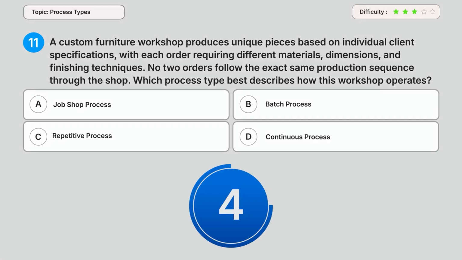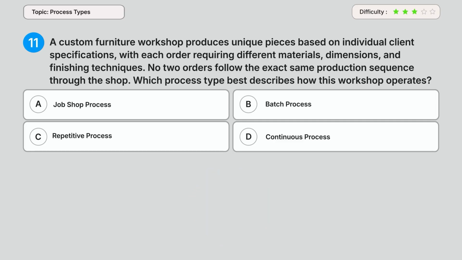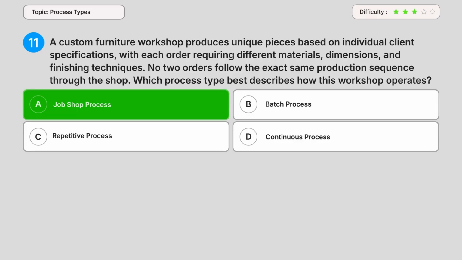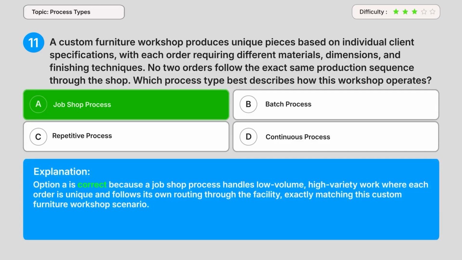Can you guess the answer? Correct answer: A. Job shop process. Explanation. Option A is correct because a job shop process handles low volume, high variety work, where each order is unique and follows its own routing through the facility, exactly matching this custom furniture workshop scenario.